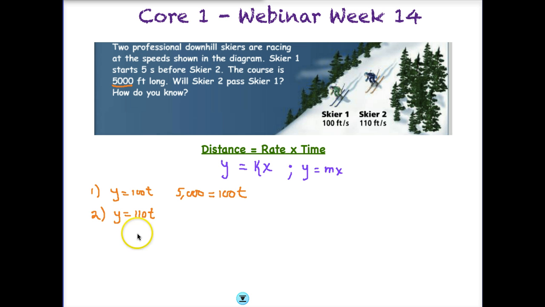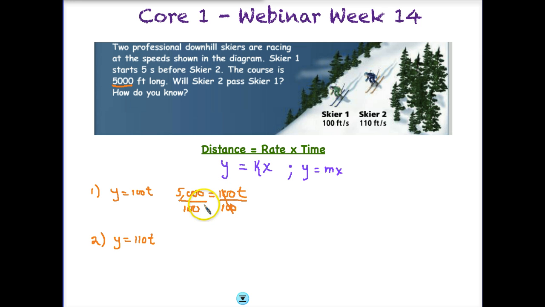Okay, so all I've done is plug in skier number 1. I plugged in a distance for him. Move this guy down. And now we're going to solve for time. We're going to see how long it takes him to get down the mountain. So if I divide both sides by 100 in order to solve for t, which is my time, that's going to be very simple, right?